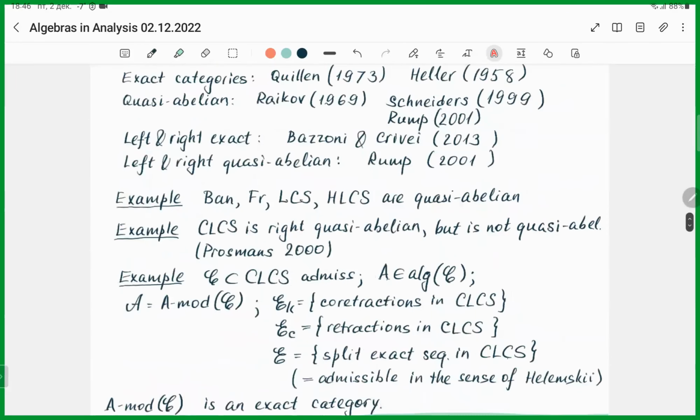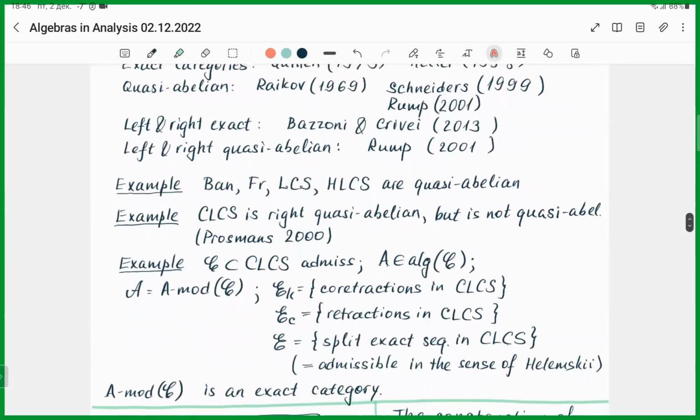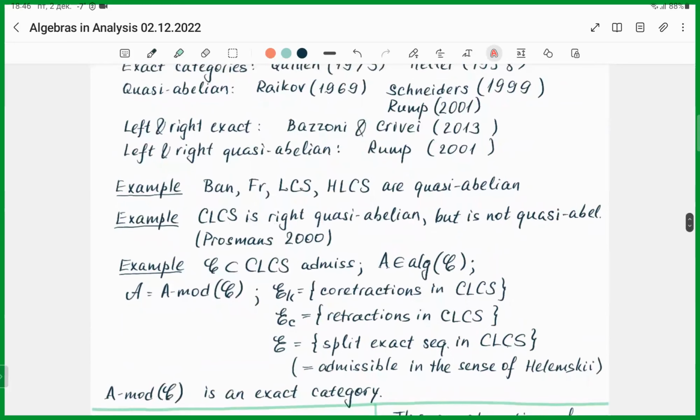Well, here are some examples of quasi-abelian, one-sided quasi-abelian, and exact categories. First of all, many classical categories of functional analysis are quasi-abelian. The category of Banach spaces, the category of Fréchet spaces, the category of all locally convex spaces, and the category of all Hausdorff locally convex spaces are quasi-abelian.